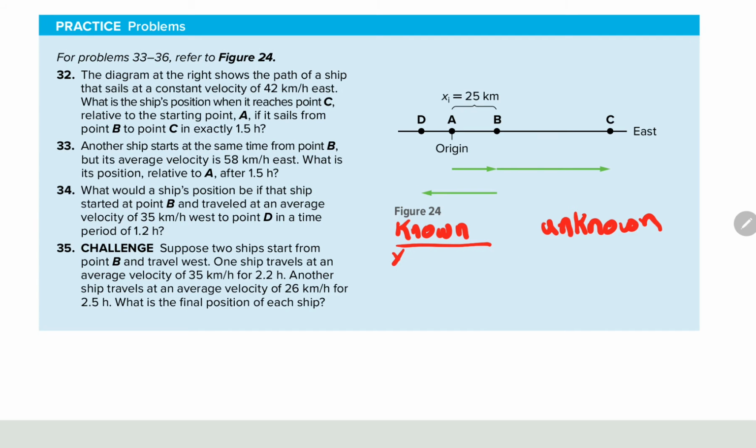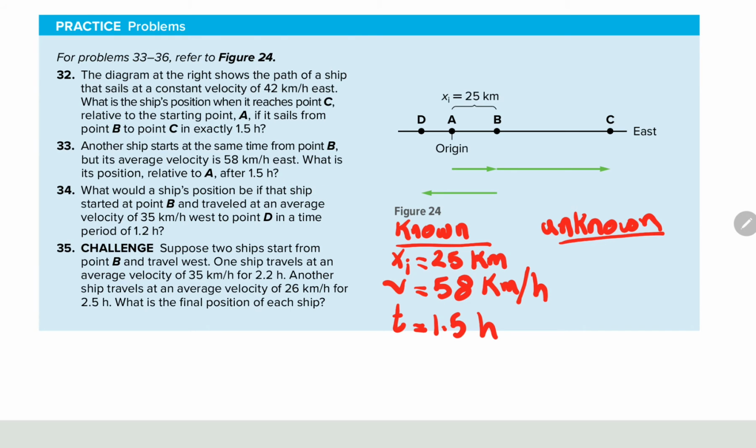The known here, we have x initial equal to 25 kilometers. Also, we have the velocity, which is equal to 58 kilometers per hour. After 1.5 hours, so we have t equal to 1.5 hours. The unknown in the question: what is its position relative to A? So we need to find x final.